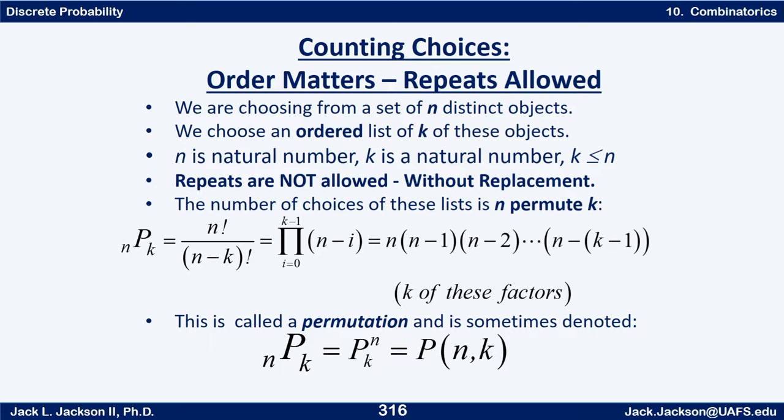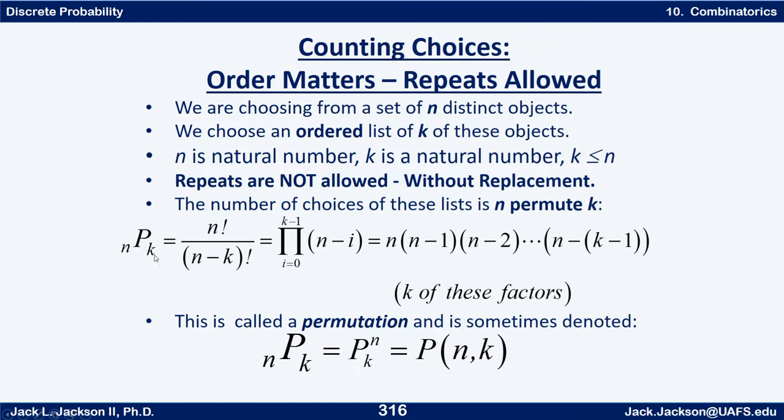It's as if you were drawing a name from a hat for the first one. Do not put it back in when you draw the second one, so it can't be repeated. That's why it's called without replacement. Okay, and we have a shorthand notation for that. It's called nPk. It's called a permutation.